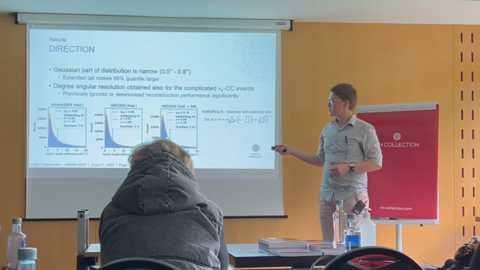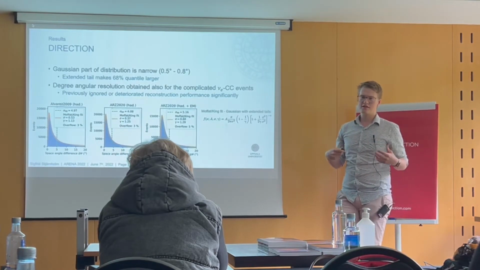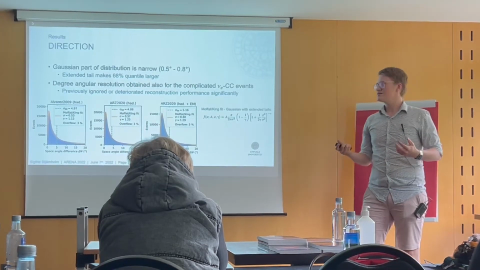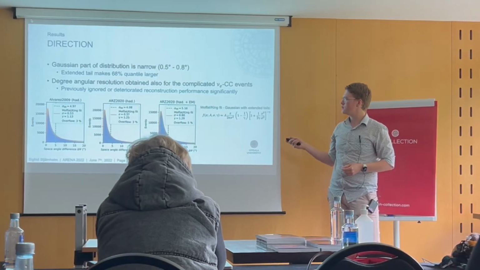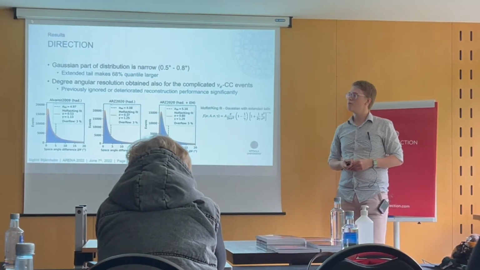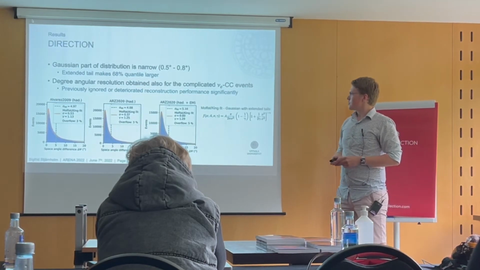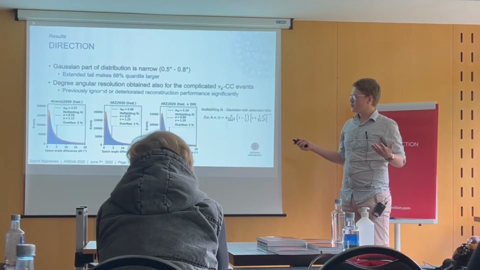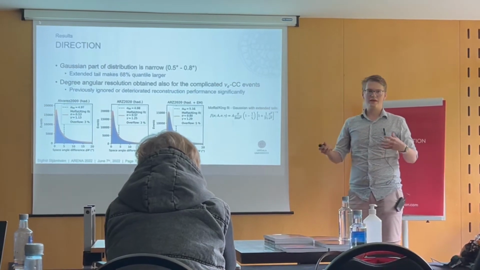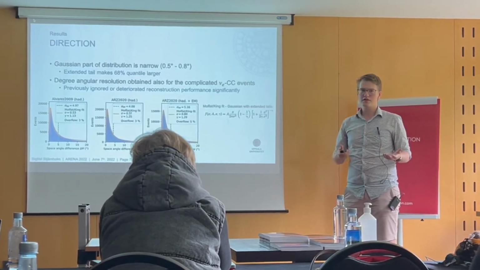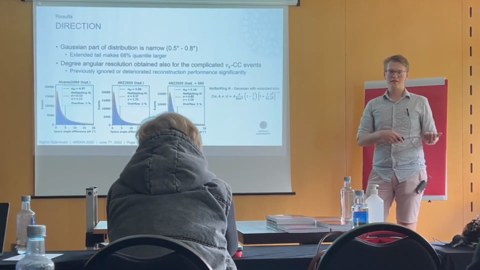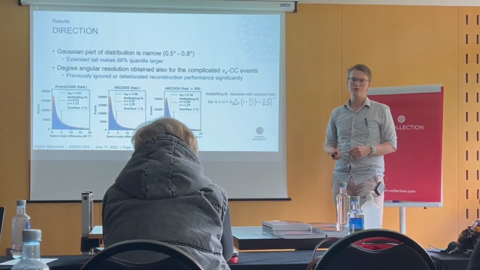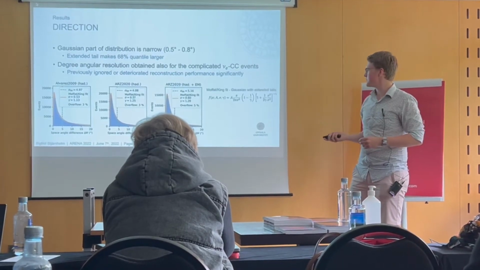And this extended tail makes the 68% quantile quite a bit larger. The 68% quantile is roughly 4 degrees or 5 degrees, depending on the data set. So it's quite interesting that we also get roughly a degree angular resolution for these complicated events, which in previous analyses were either ignored or found to deteriorate the reconstruction performance significantly. So this is very exciting.